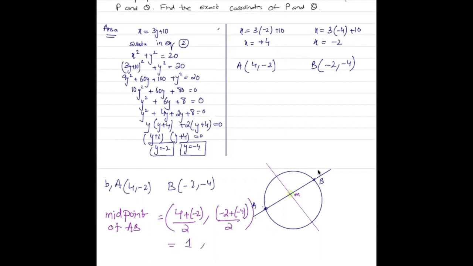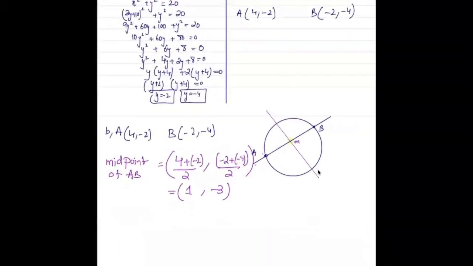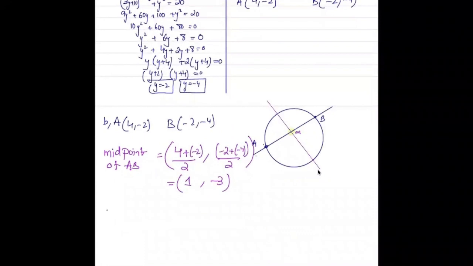That's going to be 1 comma -3. Correct? Yes, sir. That's the midpoint. Now we are going to first find the gradient of AB using y2 minus y1 over x2 minus x1. So that is 1 upon 3.